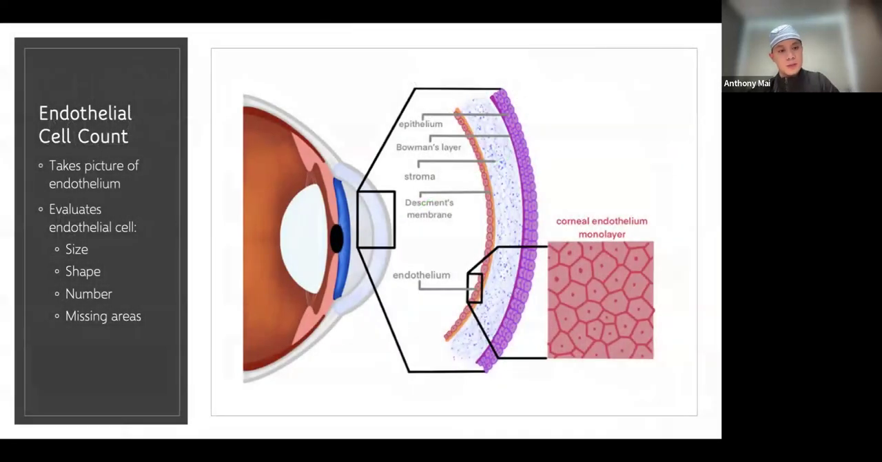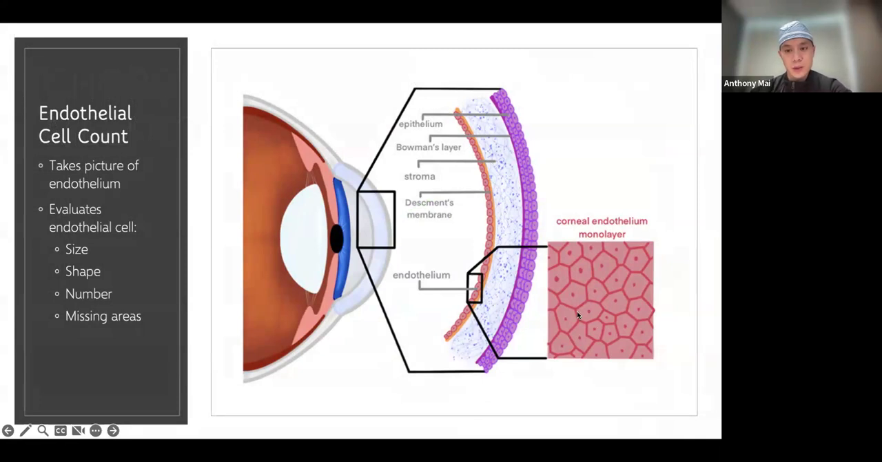And then lastly, we're going to move towards endothelial cell count. And so this machine takes a picture of the endothelium of the cornea. And so just a reminder, this is the cornea right here. Epithelium, then you have a couple layers of stroma in the middle, and the very back part's endothelium. It's a single layer of cells along with Descemet's membrane, which is that orange layer right there.